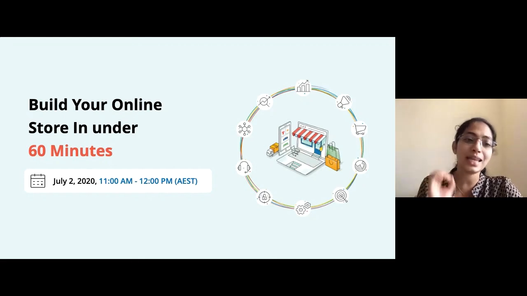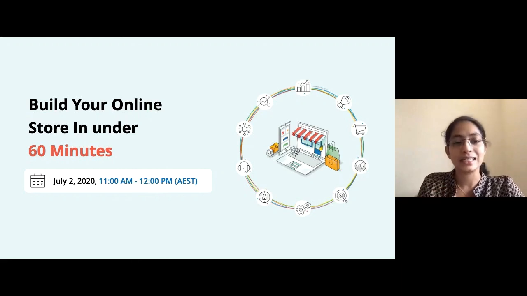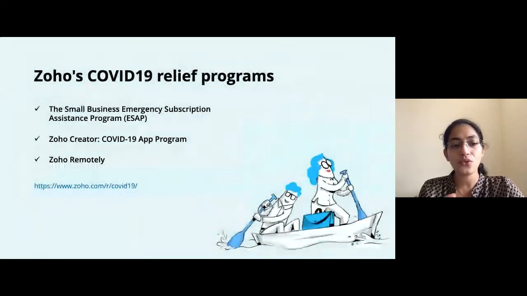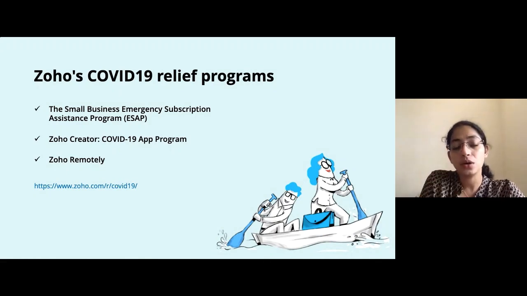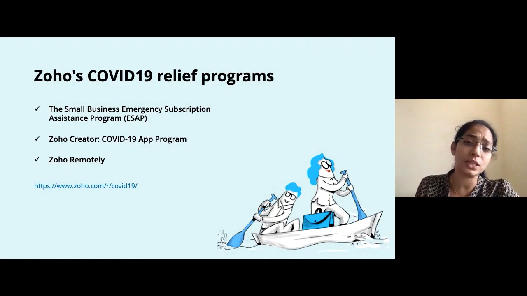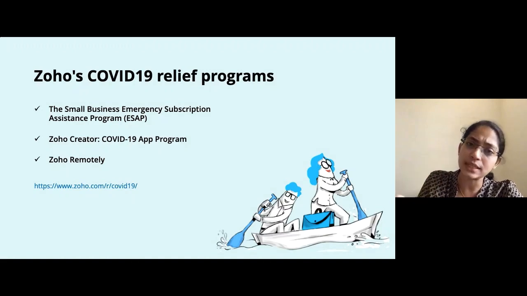This is on the 2nd of July from 11 a.m. to 12 p.m. And we also have the Zoho Relief COVID-free license program. With programs like this, you can also build a free application using Zoho Creator, which is a low-code application development platform. And also we have Zoho Remotely, which is a suite of applications, well crafted. So we are giving it to you for free till September 1st.